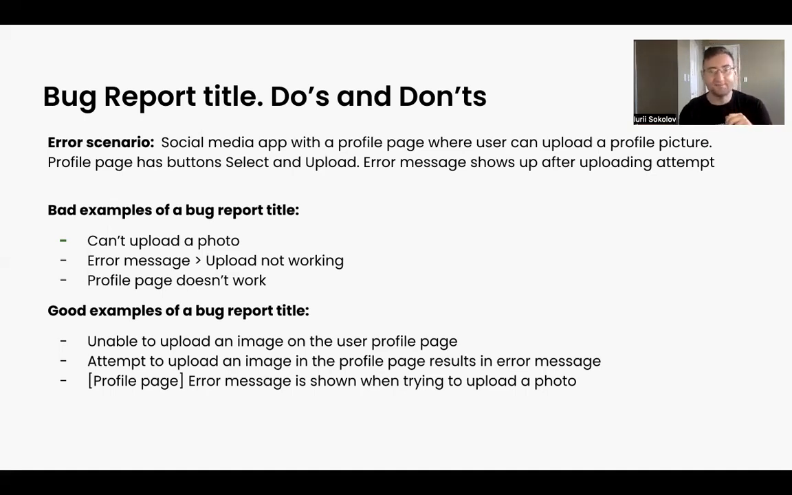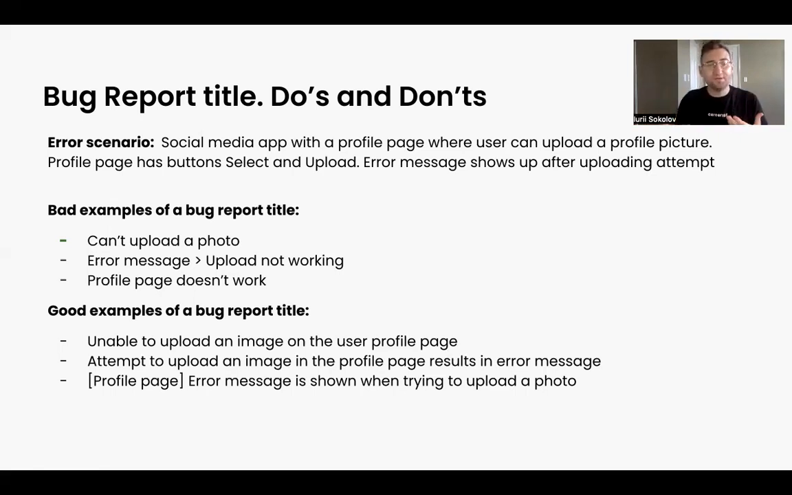So another way we can write titles, we can sometimes put essential necessary information into square brackets. I've seen it done in a few companies. If you join a company and you do your research, when you check other bug reports created by QA engineers, you can see that's a standard that they may use. You can use it as well.